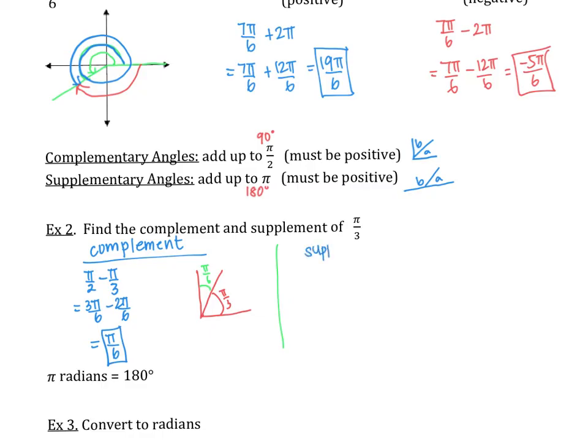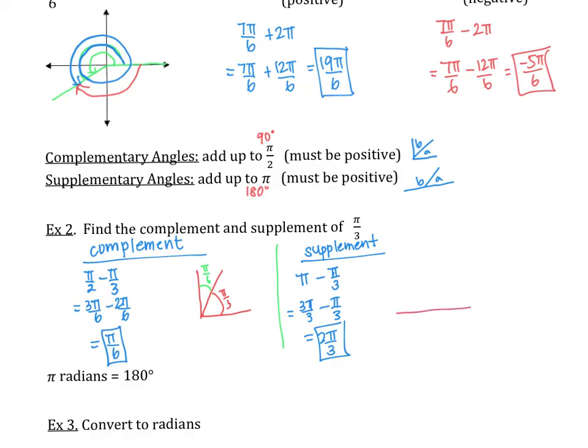A supplement adds up to pi, or makes half a circle. If you like formulas, pi minus pi over 3. Let's make these both over 3: 2 pi over 3. You can't have a negative answer. If you get a negative answer, then there is in fact no supplement.